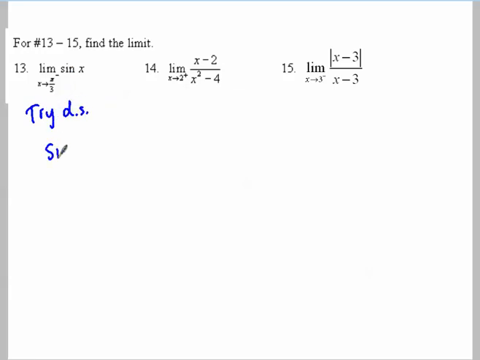So I'm going to write the sine of pi over 3 to see is that function headed somewhere, and that does have a value. It's square root of 3 over 2. Done.